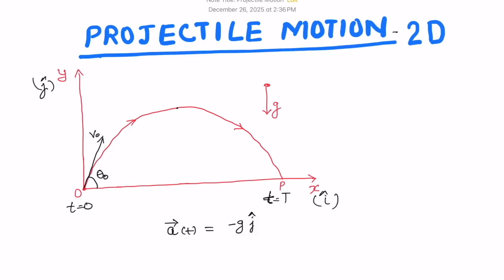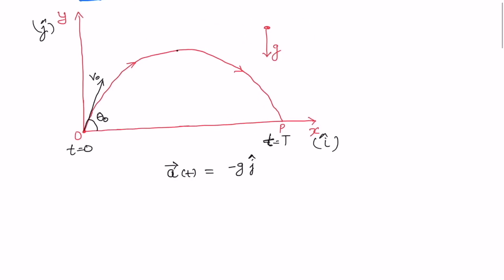There is no acceleration in the x direction. The only acceleration in the y direction is of magnitude g in negative y direction, and the unit vector in the y direction is j cap. We also know that acceleration equals d by dt of velocity. Or we can write this as, in our situation, minus g j cap is d by dt of velocity vector of our projectile object.